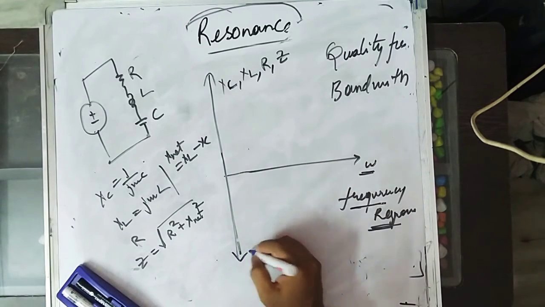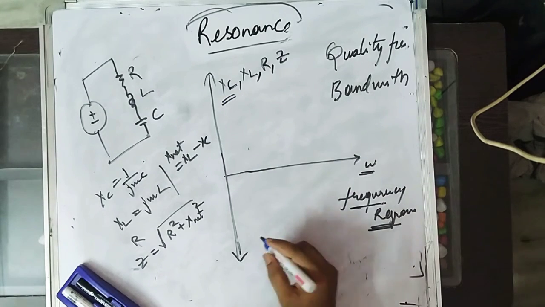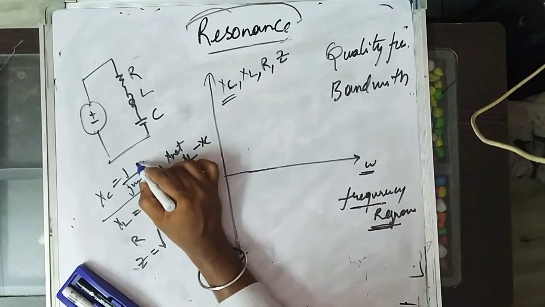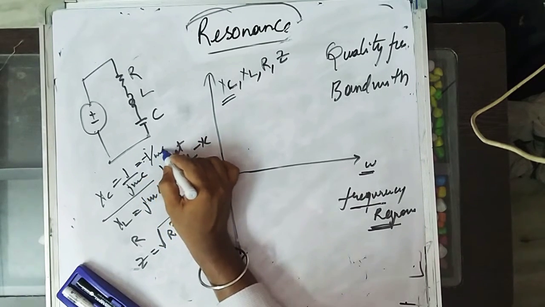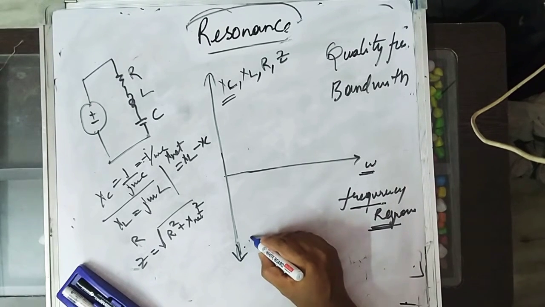Now I wish to draw the characteristic with varying frequency. If you observe the formula, XC equals 1 by j omega C, that is minus 1 by omega C. So that characteristic will be observed like this.